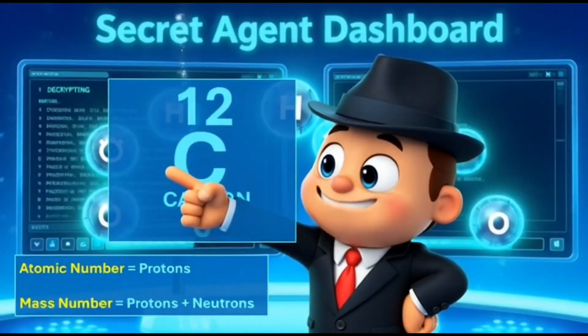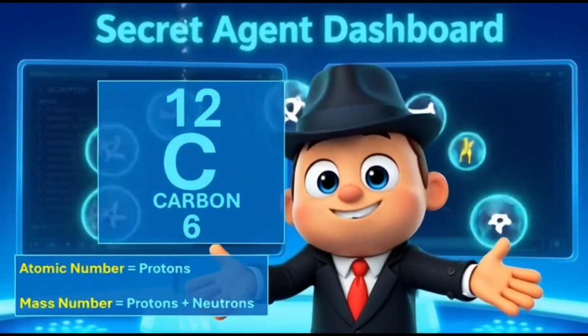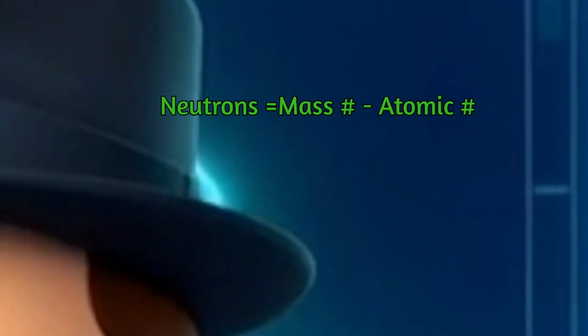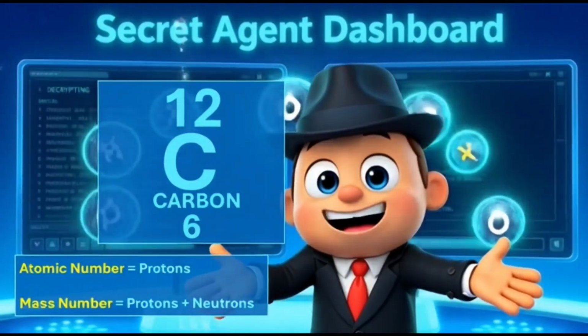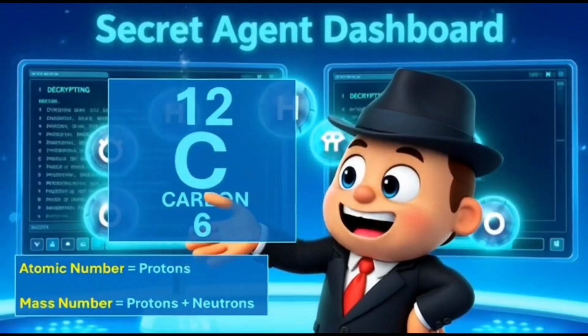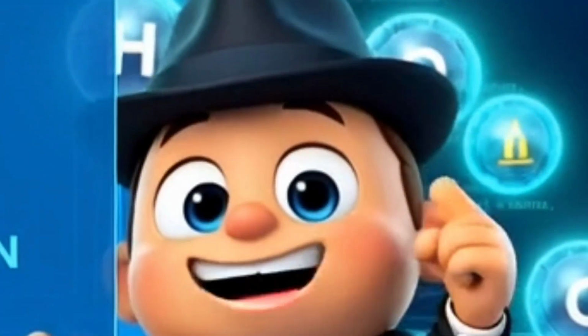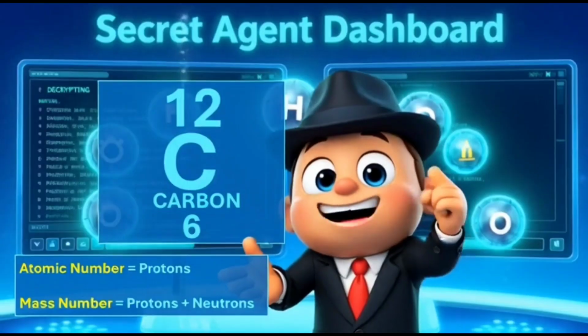Want to find the neutrons? Easy spy math. Neutrons equals mass number minus atomic number. So our carbon atom has 6 protons, 6 neutrons, and, because atoms are neutral, 6 electrons.